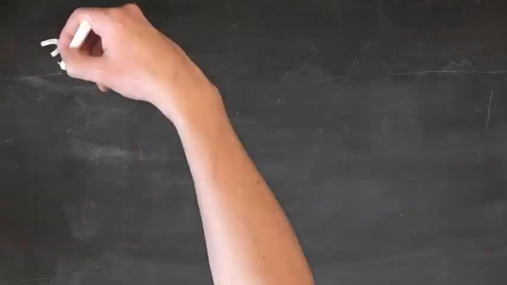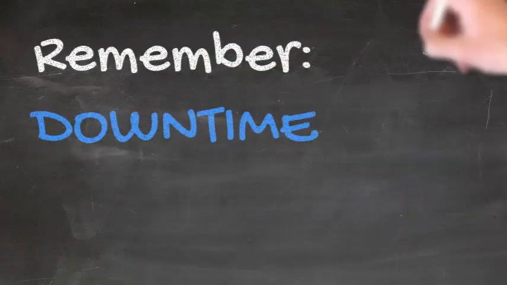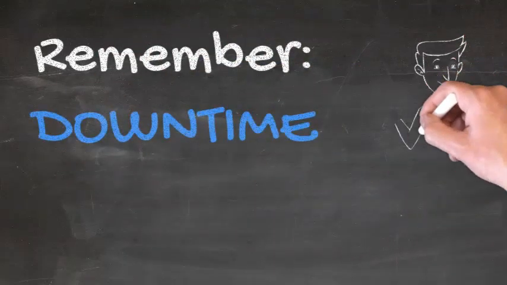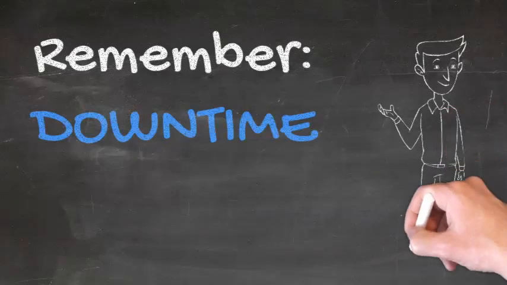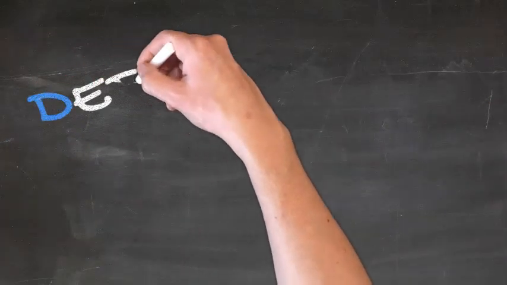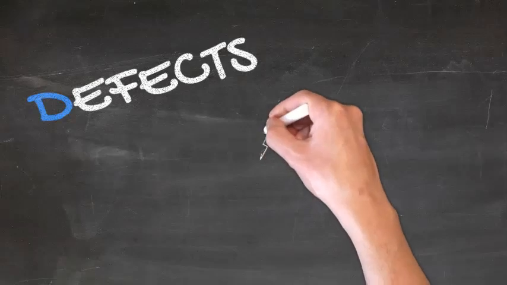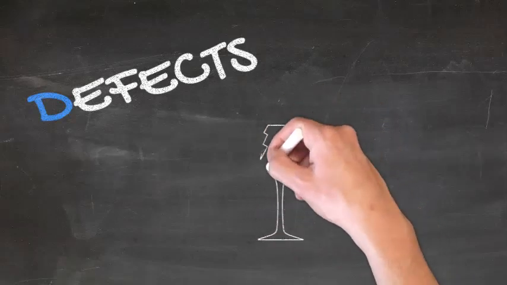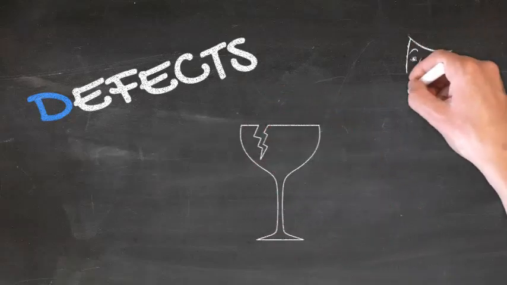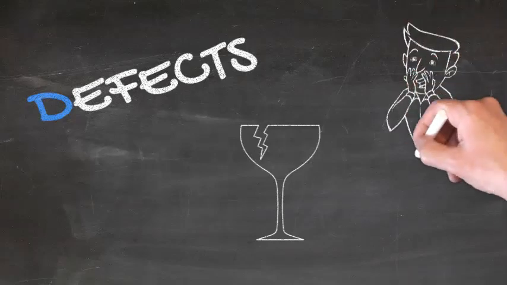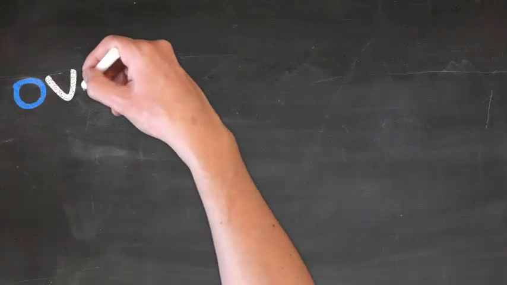To help you remember the 8 wastes, we'd like to introduce you to the acronym DOWNTIME, which represents each of the 8 wastes. D is for defects. Defects are typically the most easily identified of the 8 wastes and include products or services we produce that don't meet our customers' expectations.